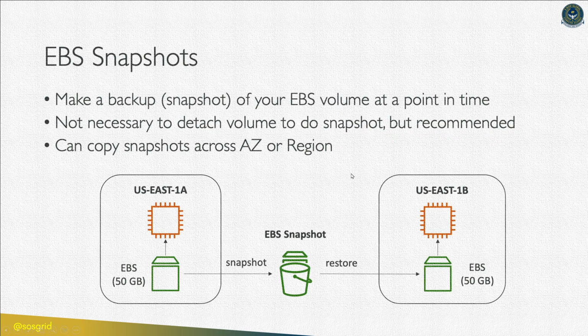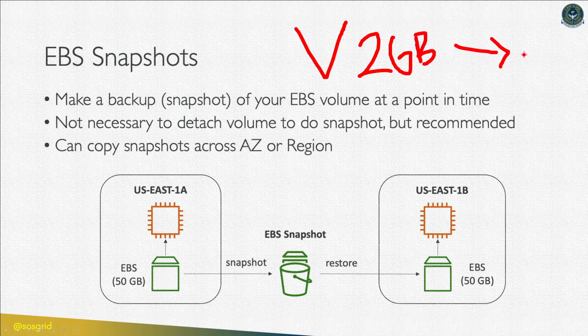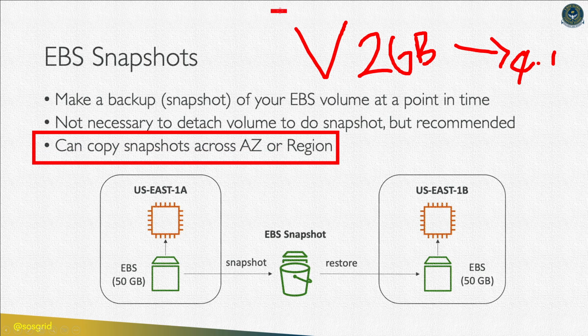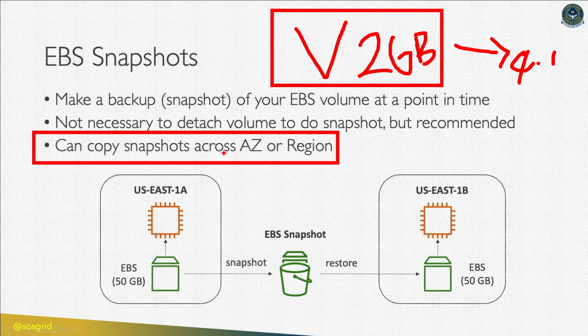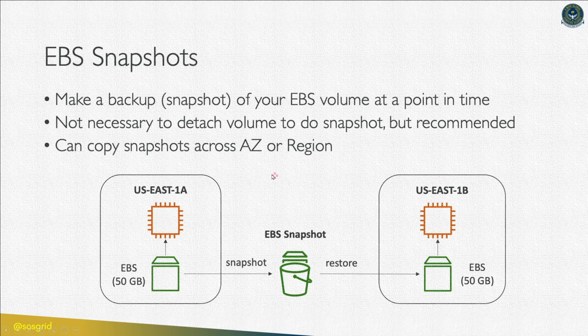So when you copy your snapshot, you can use it in any region you want. If you have a volume of maybe 2 GB, you can only use it in a specific region, maybe in EU West 1, for example. But if you take a snapshot of this volume, the advantage is that you can use it in any availability zone, or in any region you want. So you can see the power of a snapshot in this case. You can copy a snapshot across availability zones or regions.